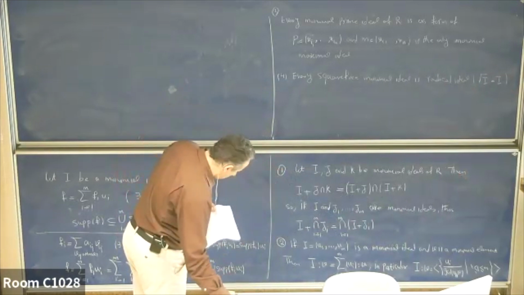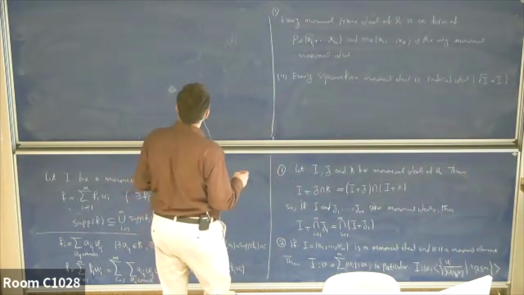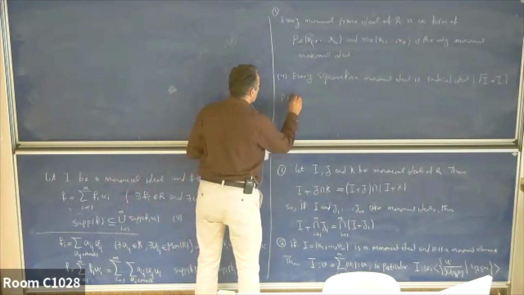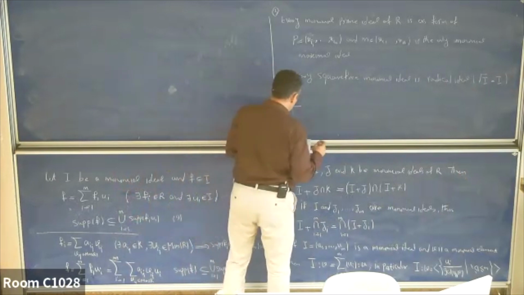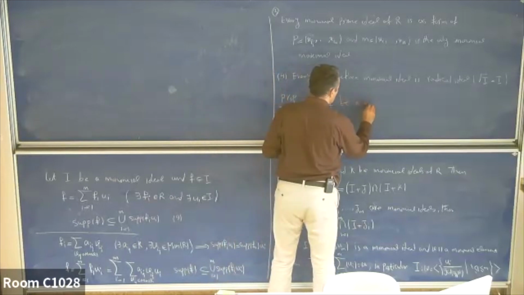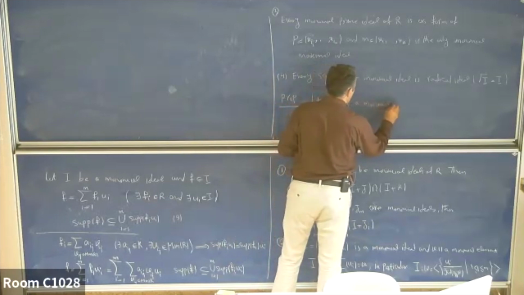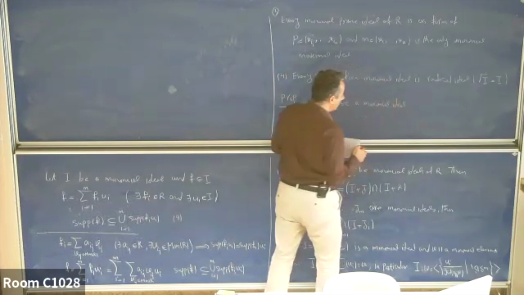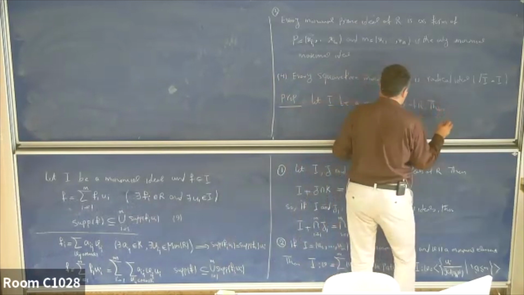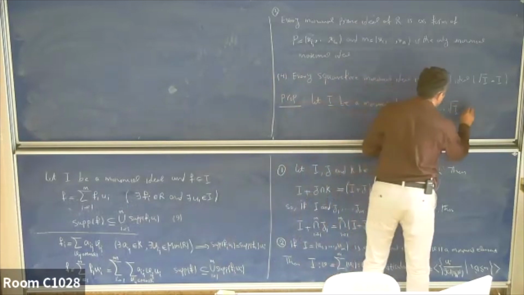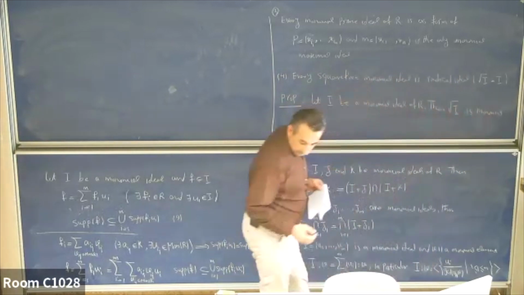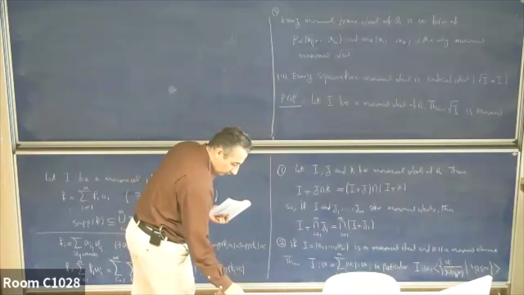And so we continue my presentation, starting with the following proposition. Let I be a monomial ideal of R, then the radical of I is monomial. Proof.